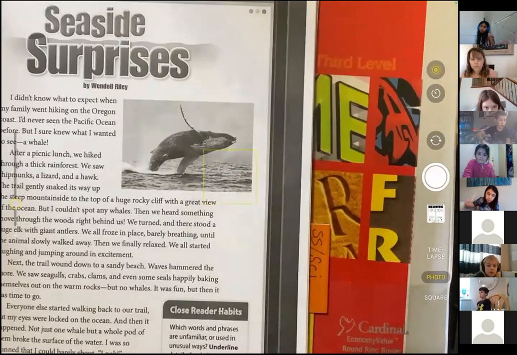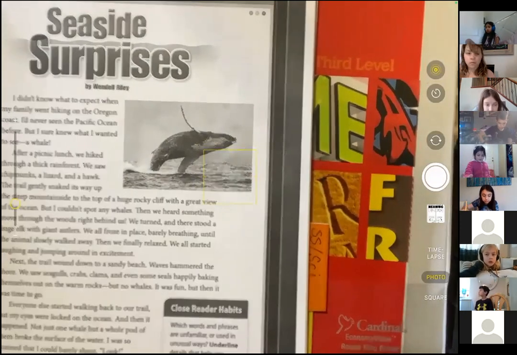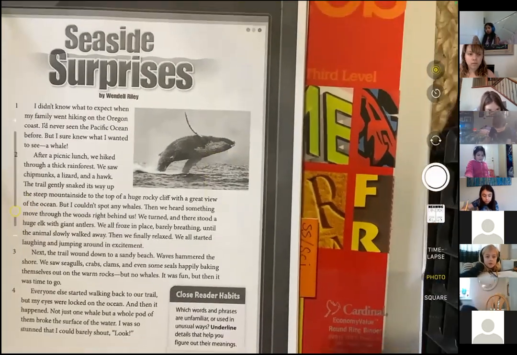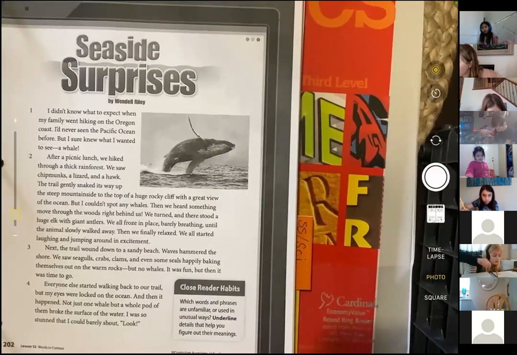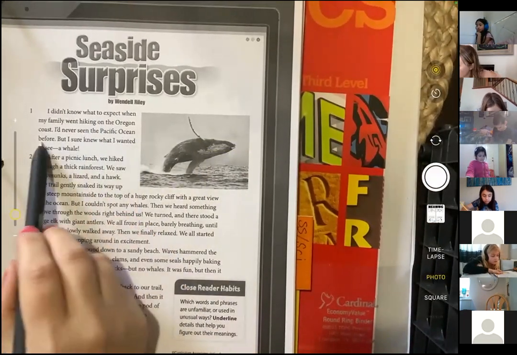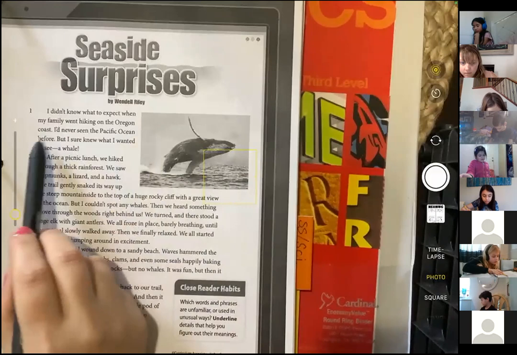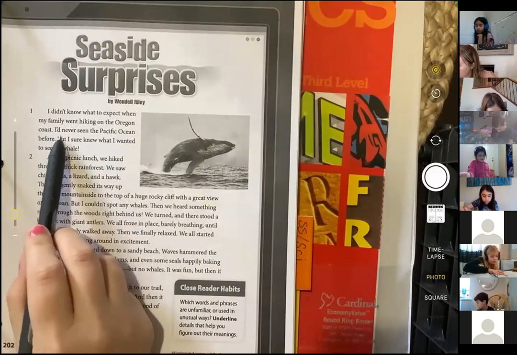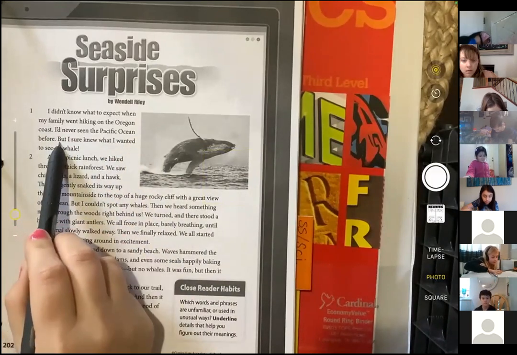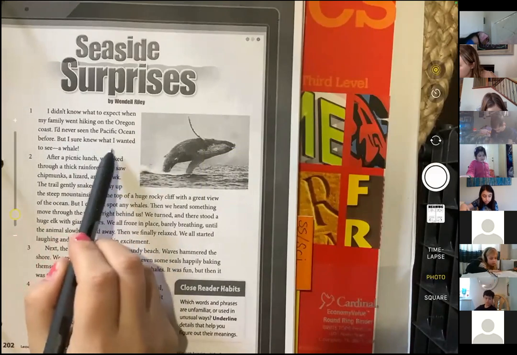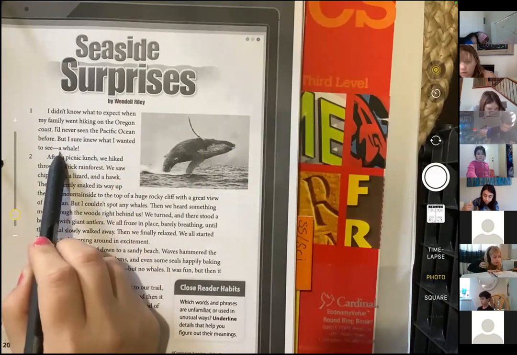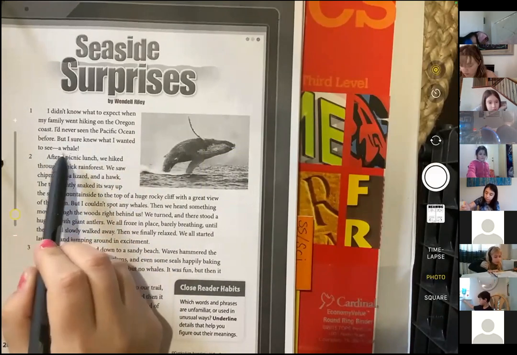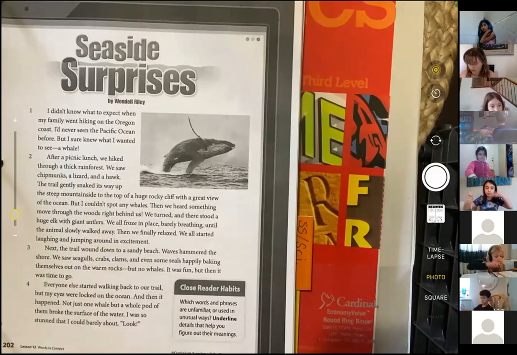I didn't know what to expect when my family went hiking on the Oregon coast. I'd never seen the Pacific Ocean before, but I sure knew what I wanted to see, a whale. Perfect. Thank you, Daniela.